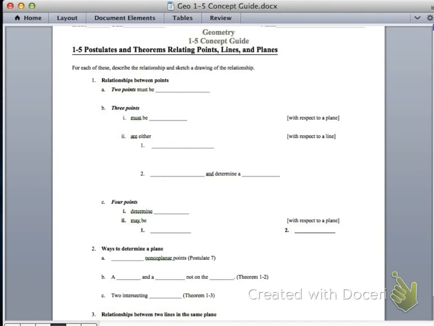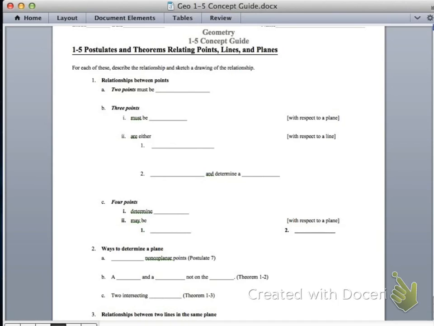This section of our book, Postulates and Theorems Relating to Points, Lines, and Planes, there's not a lot that's new here, but we're going to say it in some different ways. This is basically emphasizing some rules as far as what you can have with points, lines, and planes, and what you can't have. Let's start here with number one.